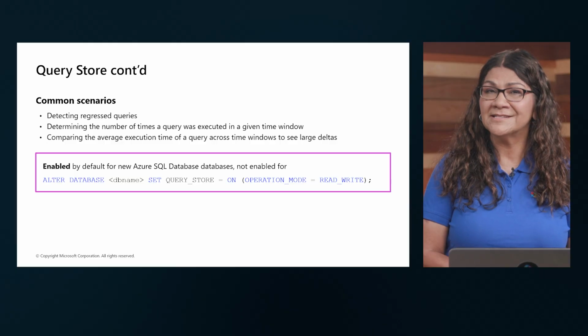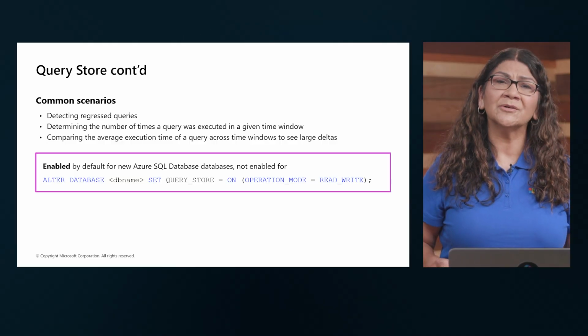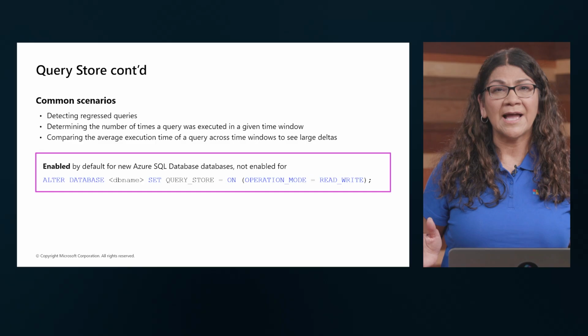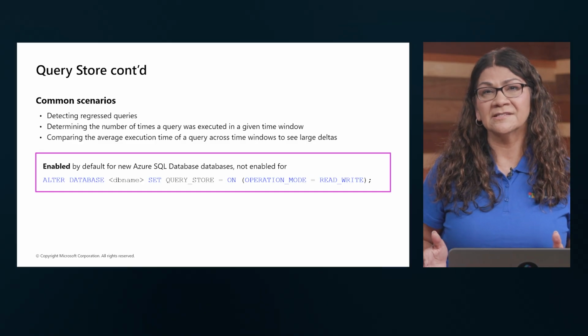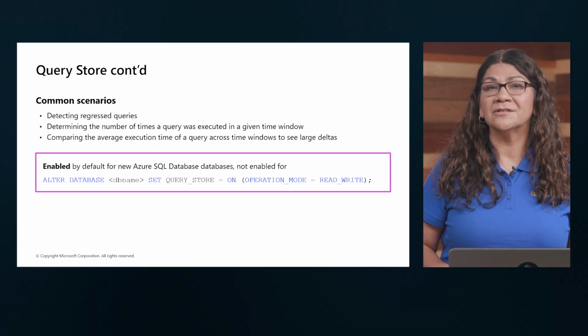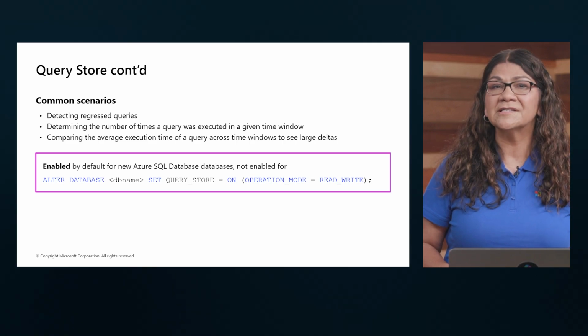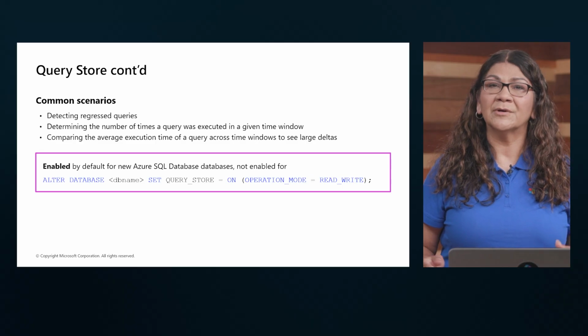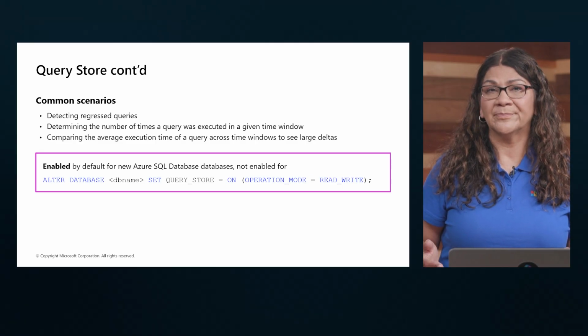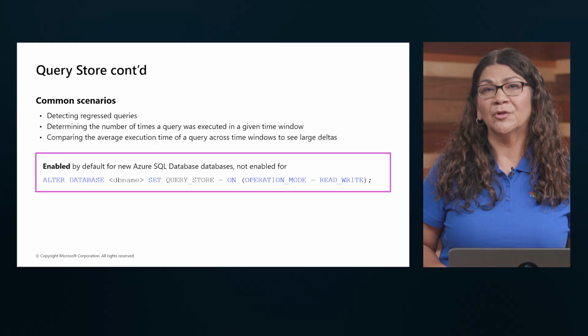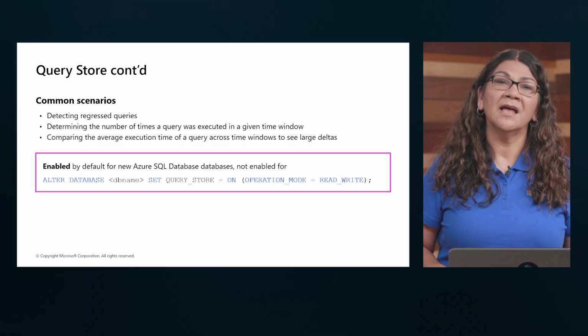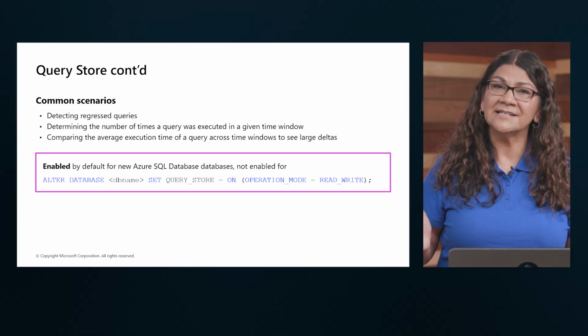and maintain consistent performance. The Query Store is enabled by default for new Azure SQL database instances. If it's not enabled, you want to use the ALTER DATABASE statement shown here and set the Query Store on with the operation mode set to read-write. This will enable the Query Store to both collect new performance data and allow access to existing data.